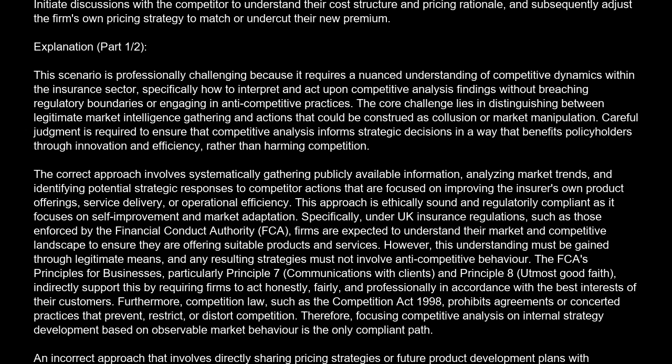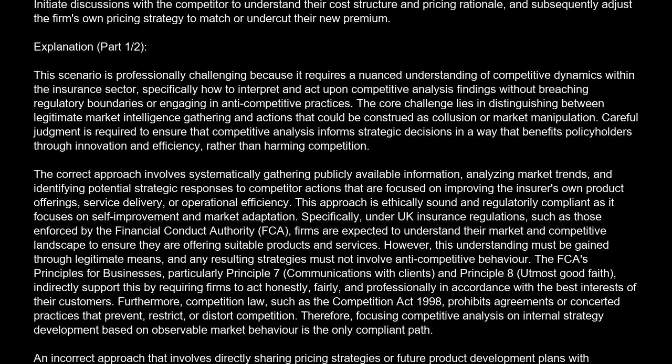The correct approach involves systematically gathering publicly available information, analyzing market trends, and identifying potential strategic responses to competitor actions that are focused on improving the insurer's own product offerings, service delivery, or operational efficiency. This approach is ethically sound and regulatorily compliant as it focuses on self-improvement and market adaptation.